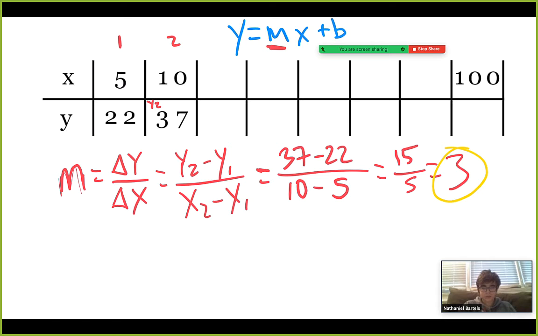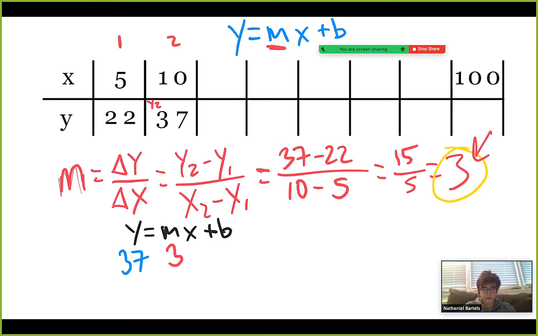Why not? All right. So I'm going to do a couple things. I'm going to rewrite this equation: y equals mx plus b. You told me we've got to solve for b, and you're absolutely right. But I know that we can substitute in 3 for m, because we just figured that out. Again, well done. But what we can also do is substitute in an x or y value. And so let's substitute 37 in for y, and we're going to substitute what in for x?